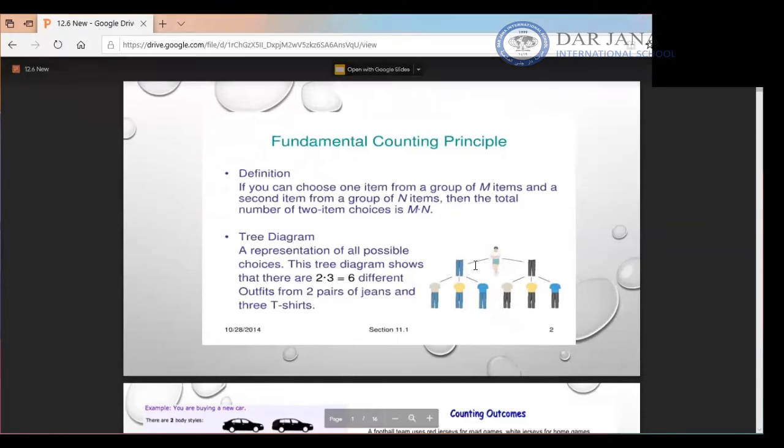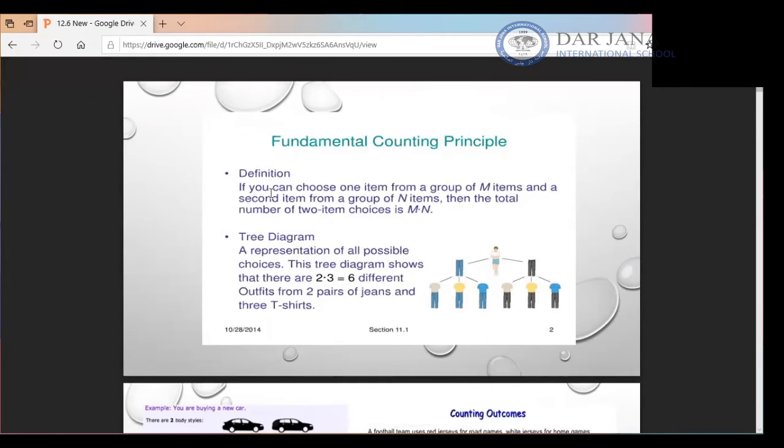Now there's another way, instead of doing the tree diagram, which is what we call this one here. You simply multiply the options for your first event, which are 2 jeans, with the options of your second event, which are the colors of your shirts, which are 3. By multiplying 2 times 3, you have 6 outfits to choose from. In total, you're going to have 6 different outfits.